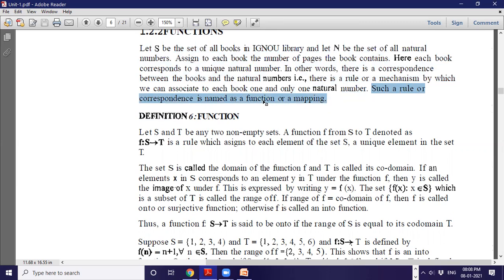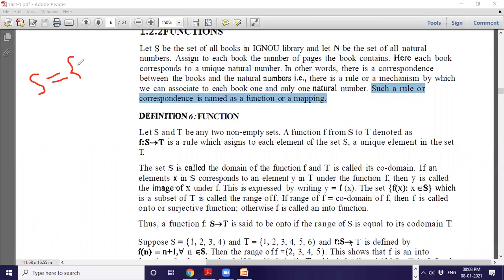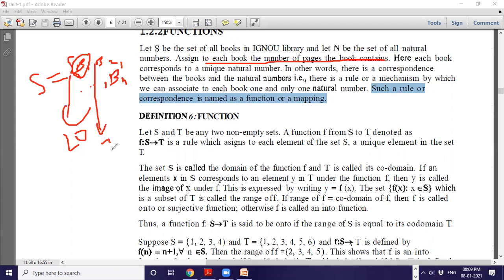So what example did I take? IGNOU library, all the books, and S is the set in which we keep all of IGNOU's books: book 1, book 2, like that, book N. Now, for every book, we try assigning one number. Say assign to each book the number of pages the book contains. Say B1 contains 20 pages, B2 contains say 30 pages, like that. And each book corresponds to a unique natural number, and I am assigning every book one unique number.